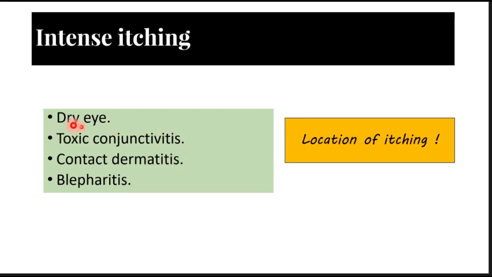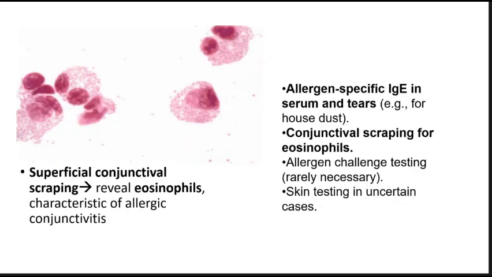In toxic conjunctivitis, you will usually have a history of exposure to some drug, and usually it is the inferior part of the conjunctiva which will show the redness. So I hope that is clear. Itching is a very important finding in a case of ocular allergy or simple allergic conjunctivitis.